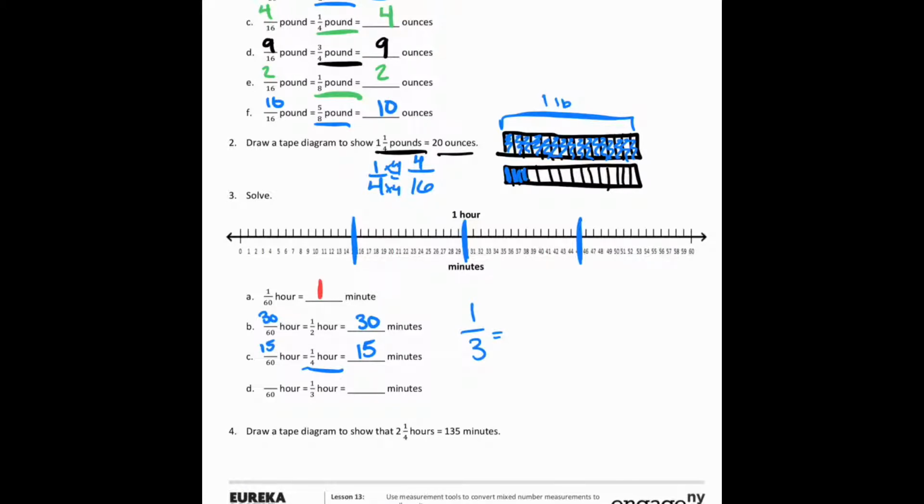All right. Let's look at D. I have a 1/3 of an hour. I'm going to set it equal to how many 60ths? Well, 3 times 20 is 60. So 1 times 20 is 20. So I have 20 60ths, which is 20 minutes.